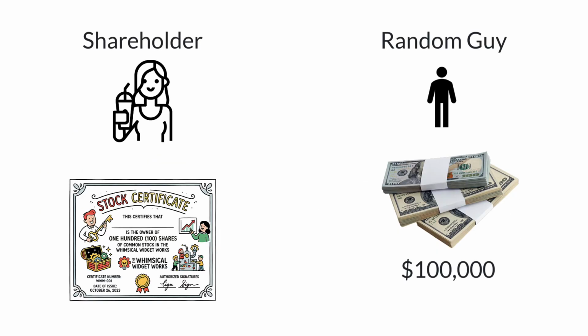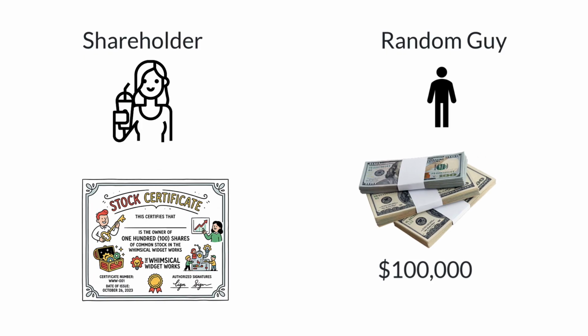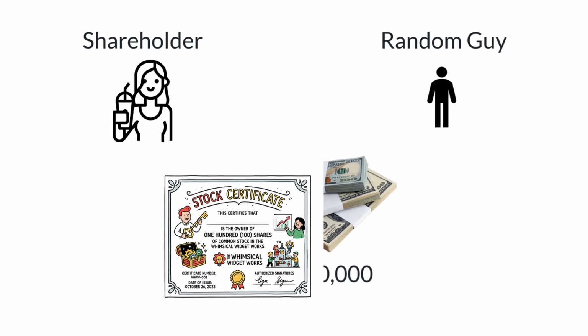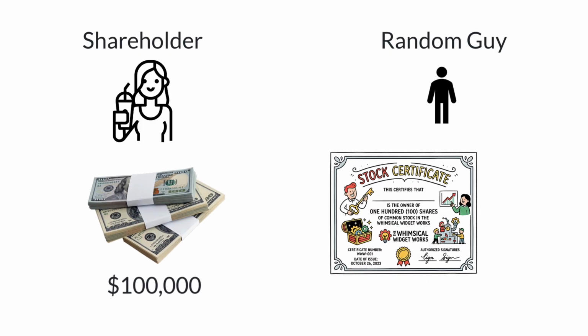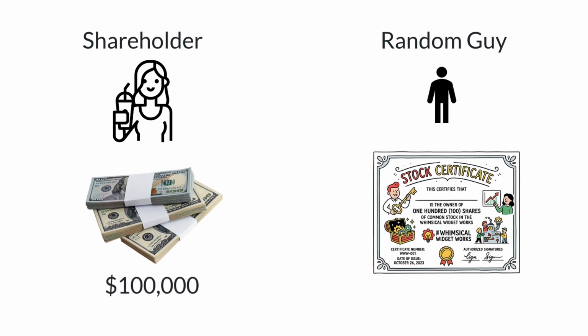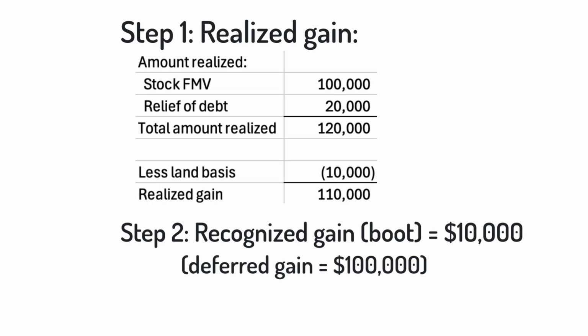Let's double check the stock basis that we calculated by pretending that the shareholder now sells the stock and sells it for its fair market value. The fair market value is $100,000 that we've estimated. So let's assume that the shareholder sells the stock to Random Guy for $100,000 cash. Now let's calculate what the recognized gain would be on this hypothetical transaction.